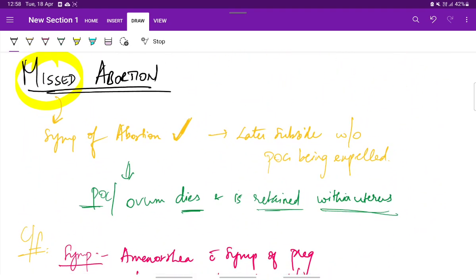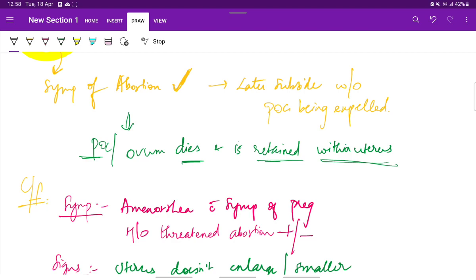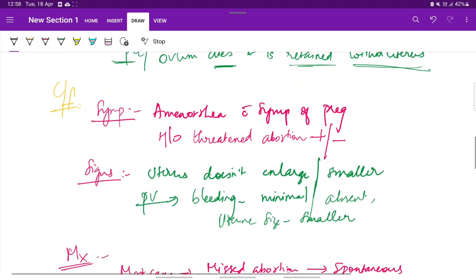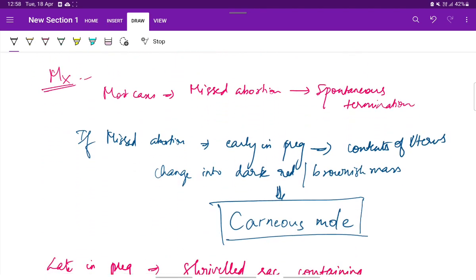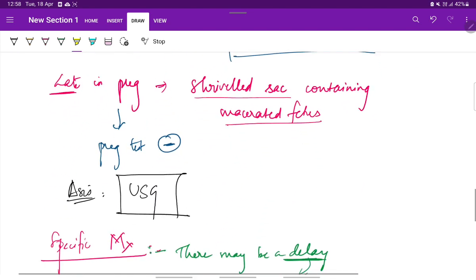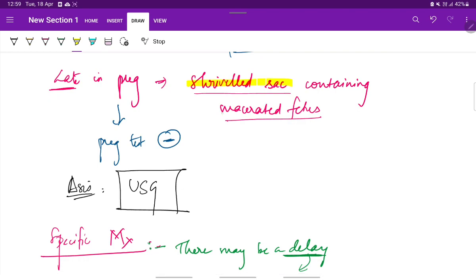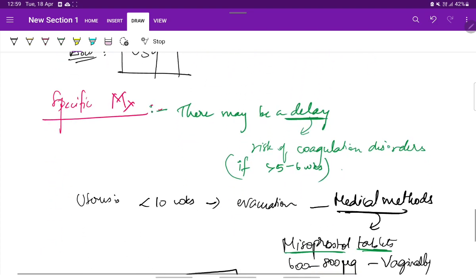In missed abortion, there will be symptoms of abortion present, but later they subside without the products of conception being expelled. The product of conception or the ovum dies, but it is retained within the uterus. Then the clinical features, symptoms and signs. Management: in most cases, missed abortion undergoes spontaneous termination. If it occurs early in pregnancy, there is formation of carneous mole. If it occurs late in pregnancy, it becomes a shriveled sac containing a macerated fetus. In this stage, the pregnancy test shows negative. Diagnosis, as in every other case, is by ultrasound examination.